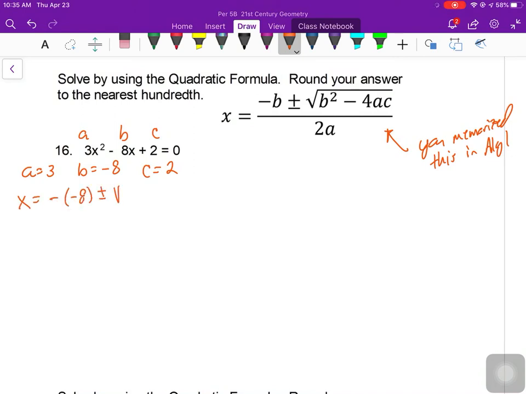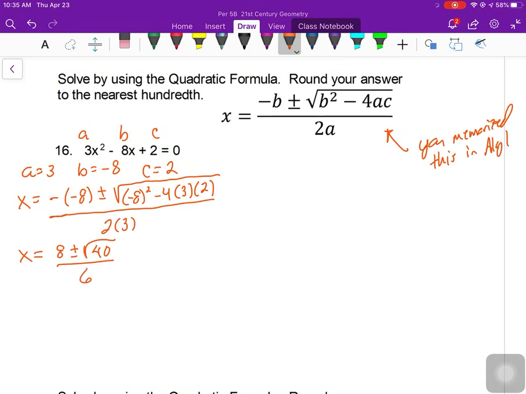We have the negative of B plus or minus the square root of B squared minus 4 times A times C, all divided by 2 times the A. You'll notice the division bar goes all the way under the negative B. What I would encourage you to do is to work out what's under the square root sign first. So we have a negative of -8 just gives us 8 plus or minus square root of 40, all divided by 6. There are two possibilities here.